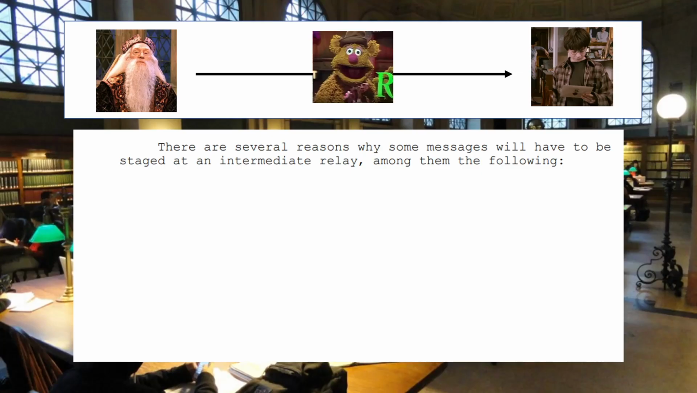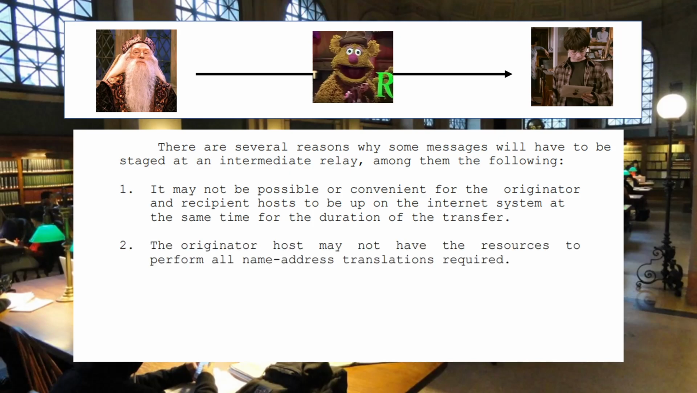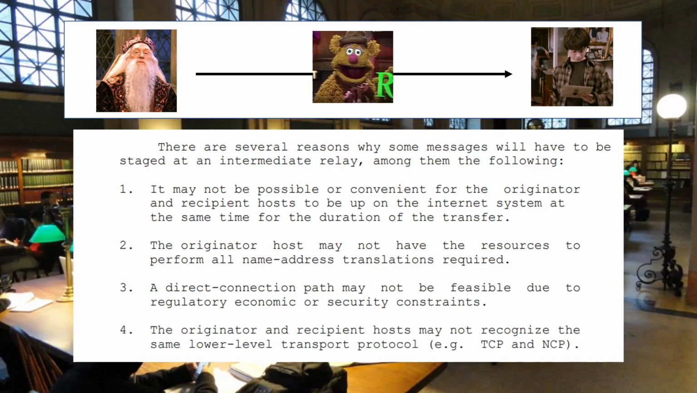But there are several reasons why some messages will have to be staged at an intermediate relay, so it won't be direct. So why might that need to happen? Well, it may not be possible or convenient for the originator and recipient hosts to be up on the internet system at the same time for the duration of the transfer. The originator host may not have the resources to perform the translation from name to address, which needs to happen. A direct connection path might not be feasible due to regulatory constraints or economic constraints or security constraints. The originator and recipient hosts may not recognize the same lower level transport protocol, e.g.